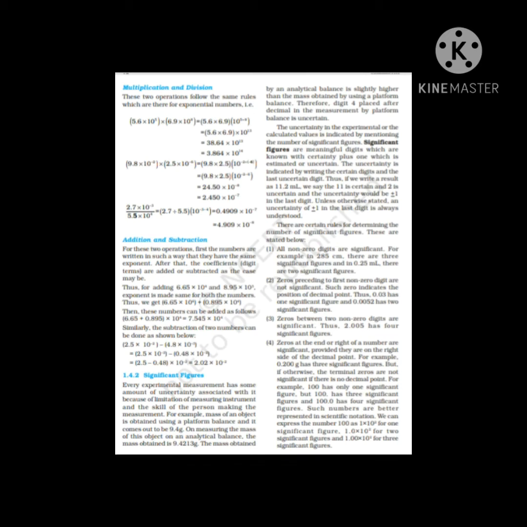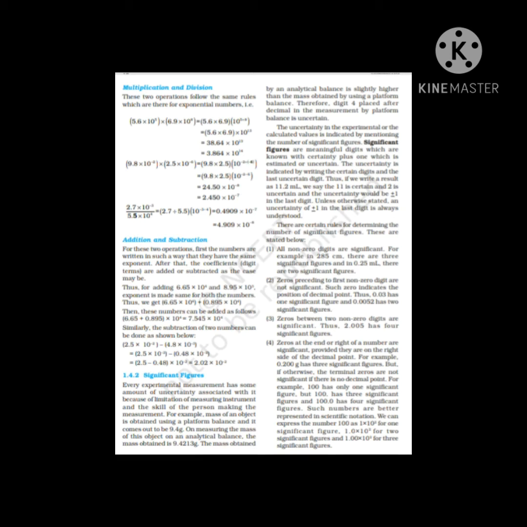Thus, we get 6.65 into 10 to the power 4 plus 0.895 into 10 to the power 4. Then these numbers can be added as follows: 6.65 plus 0.895 into 10 to the power 4, and the answer will be 7.545 into 10 to the power 4. Similarly, the subtraction of these two numbers can be done as shown below. These numbers are similarly subtracted through the process of addition.